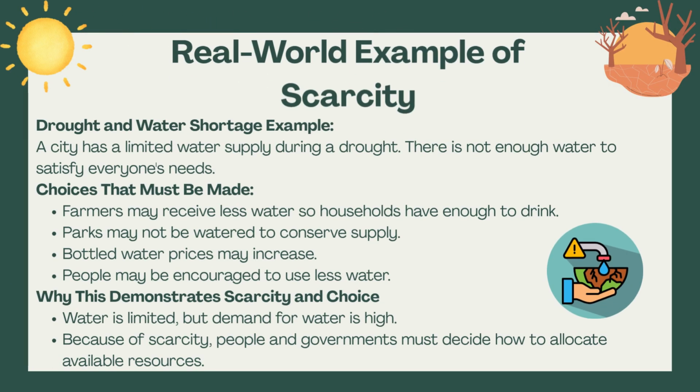Real-world example of scarcity. Picture this. A city is facing a drought and has a limited water supply. Since there isn't enough water for everyone to use as much as they want, choices must be made. Farmers may receive less water so households have enough to drink. Parks may stop watering the grass, and people may be encouraged to conserve water. This is an example of how scarcity forces individuals, businesses, and governments to make choices about allocating resources.